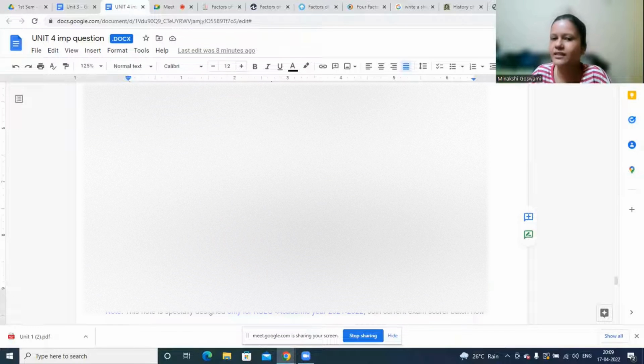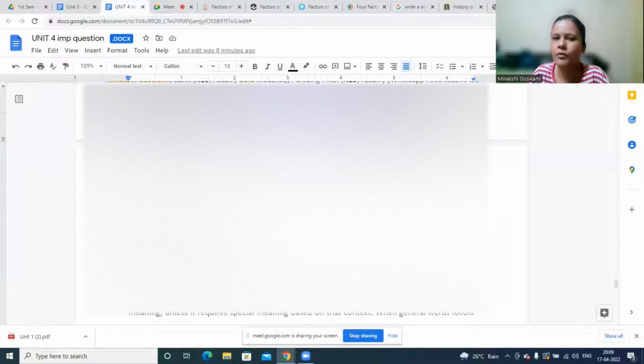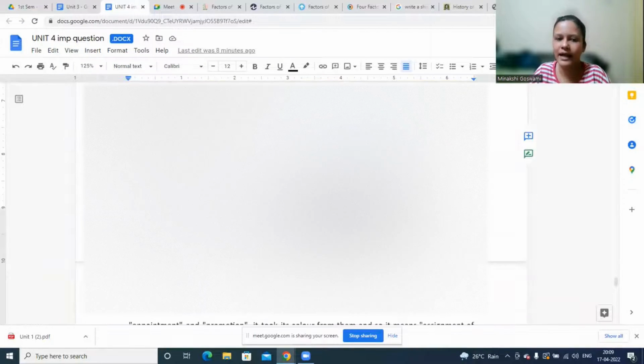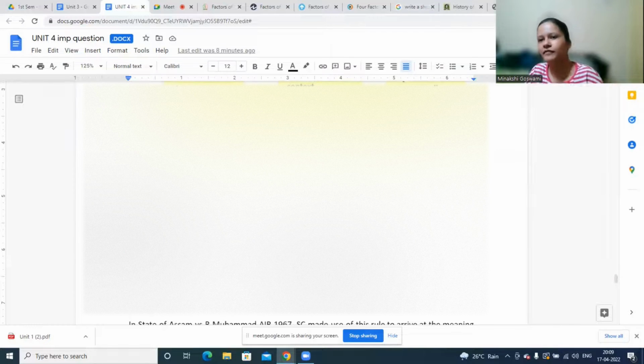It was held that since the word posting occurs in association with the words appointment and promotion, it took the colors from them, and so it means assignment of an appointee or a promotee to a position, and does not mean transfer of a person from one station to another. So when we talk about posting, it may happen that you are first of all appointed, right? Appointed, and at that point in time, you would be given some posting, right? You would be appointed and you need some place to work. Mostly it's relating to judges of district court.